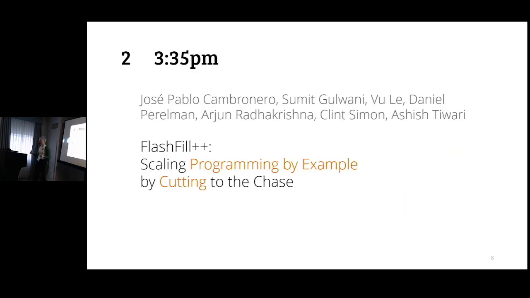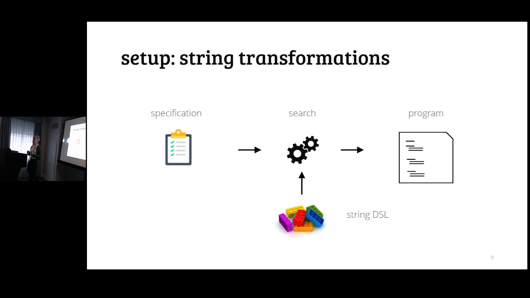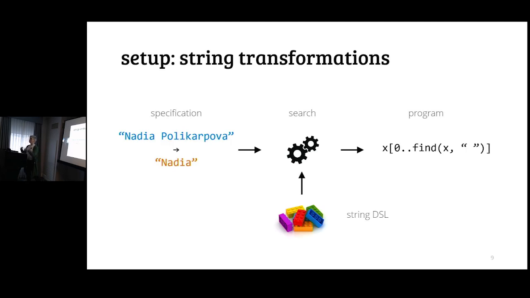Okay, second paper. Flash fill ++, scaling programming by example by cutting to the chase. So here the setup is again synthesis from examples, right? This is what programming by examples refers to. This in particular is more about string transformations, right? So how many of you have heard about flash fill? It's this cool feature of Excel that helps you fill in your spreadsheets, right? So you can give it examples like, I want to extract the first name from my full name, and it will find some program and fill in the rest of your spreadsheet, right? So for this particular kind of simple string transformations, this is already solved by flash fill, right?